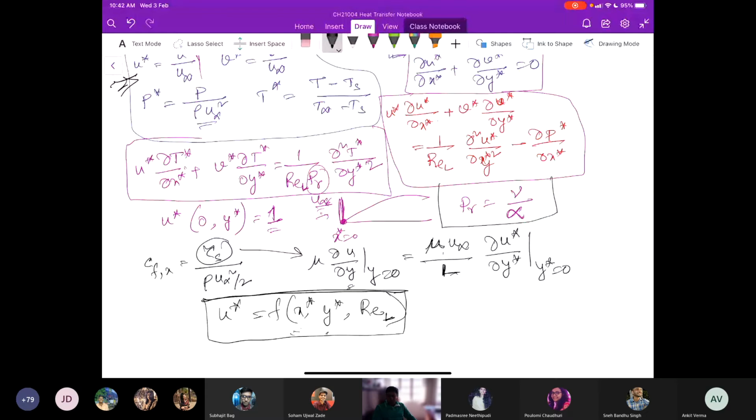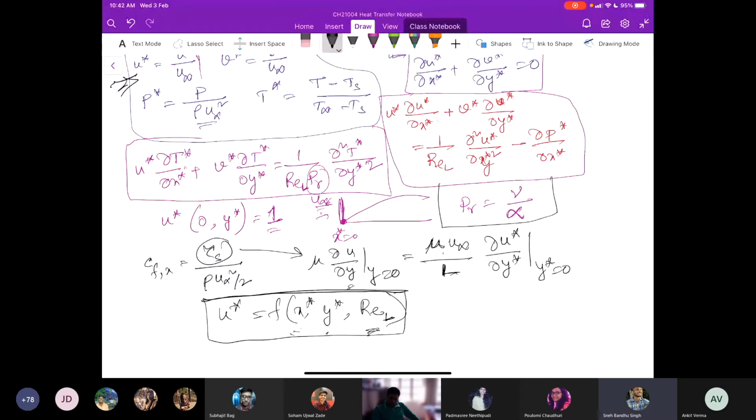the domain dimension X and Y and the Reynolds number. Instead of writing density, viscosity and velocity, it would be essentially a function of these three parameters. Do you agree or not? Agreed? Yes, sir.